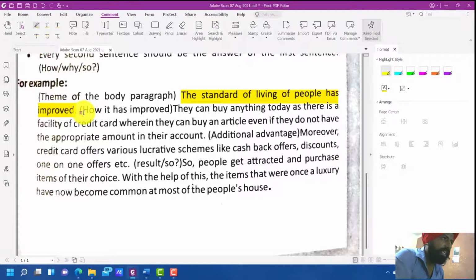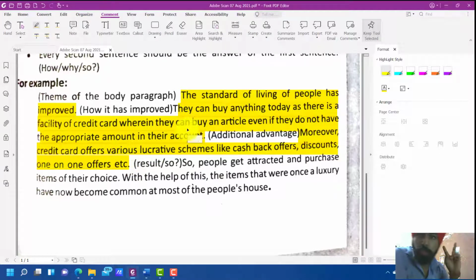Then the second thing comes: how has it improved? We need to give the genuine reason for this. They can buy anything today. There is a facility of credit cards wherein they can buy an article even if they do not have the appropriate amount in their account. That could be your first advantage. Moreover, always start the second advantage with a connector like moreover. The credit card offers various lucrative schemes like cashback, discounts, and offers. You just need to define two ideas.